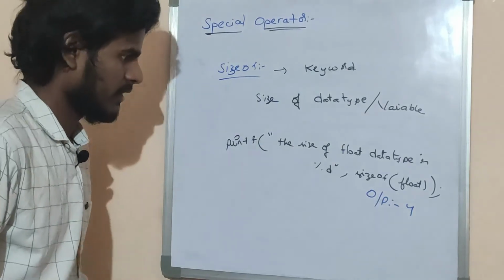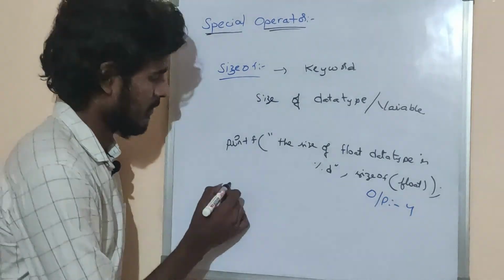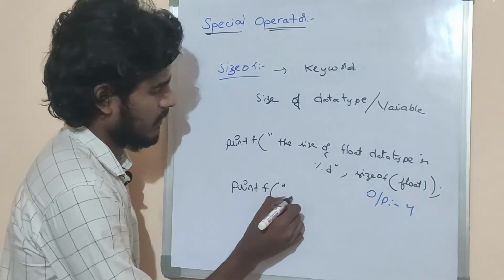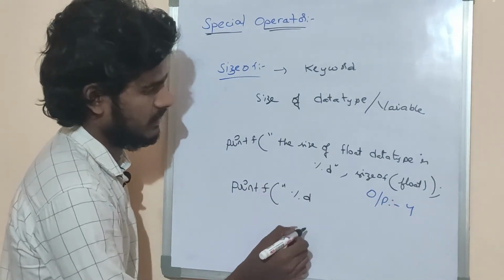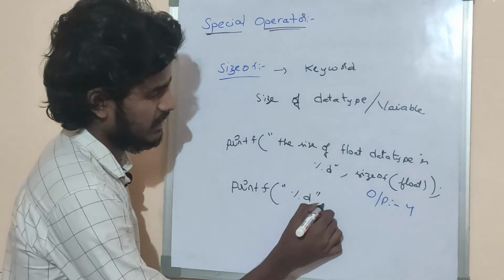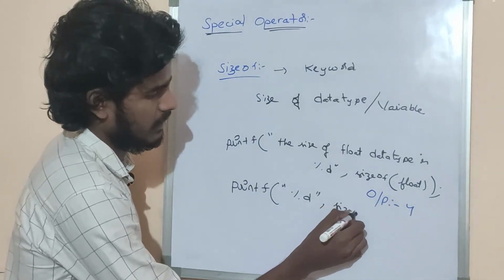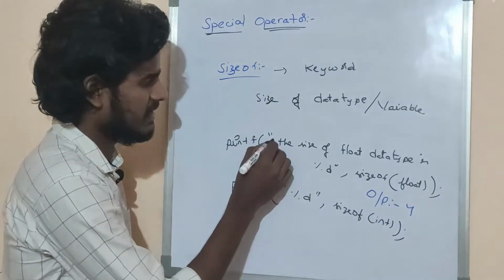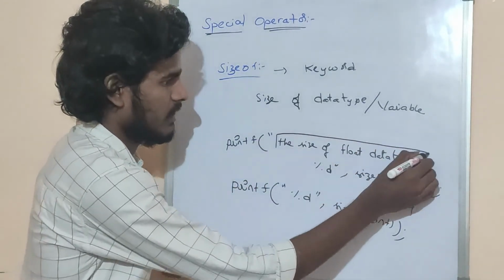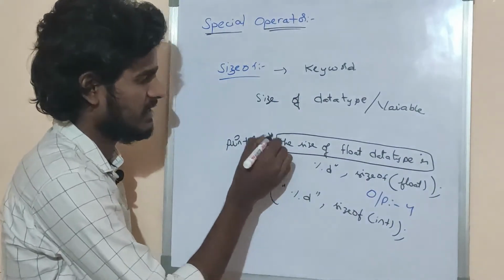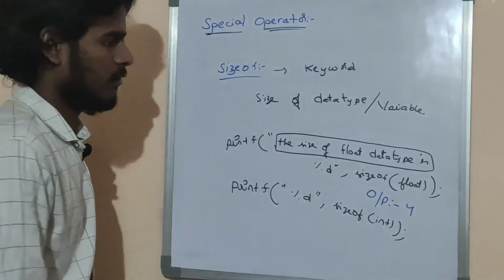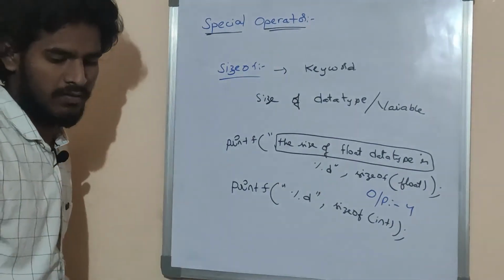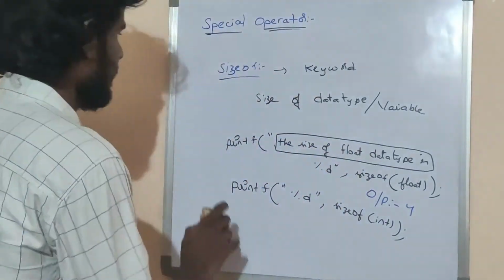Okay friends, similarly printf the size of int: %d, size of int. Okay friends, listen carefully. This is just a message for users. Okay friend, this is the importance of size of. Okay, what is the next?